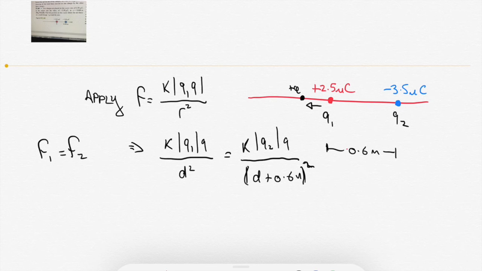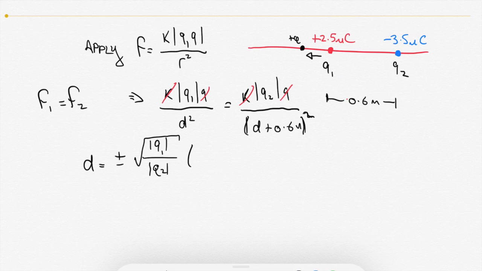Now there are lots of things that we can cancel out here. Let's put it in red. We can get rid of k because that's common to both sides. We can get rid of Q because that's common to both sides. And we can now simplify this equation. After we simplify it, D is equal to, because we were working with magnitudes, plus or minus the square root of the magnitude of Q1 over the magnitude of Q2, multiplied by D plus 0.6 meters from above. So now we can solve that for D.